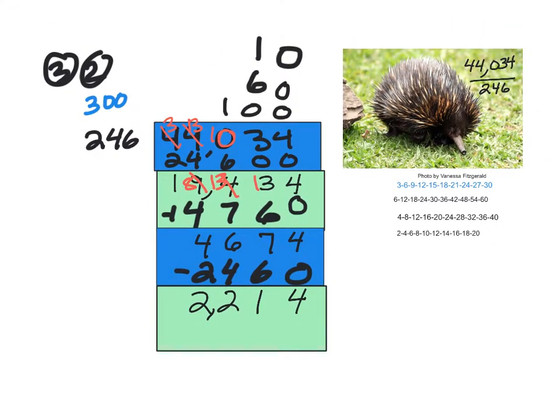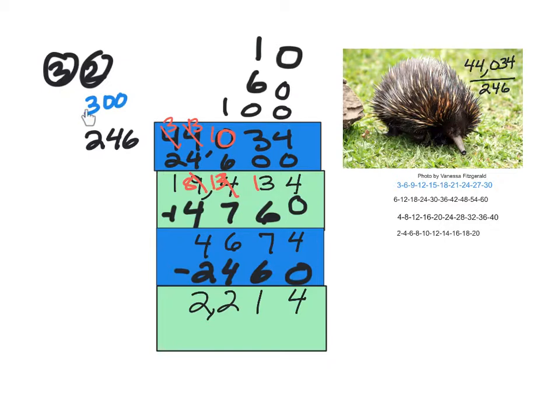And now if I estimate with 300, it cannot go into 2. It cannot go into 22. It cannot go into 221. I am working with the full 2,214. So I'm finally in my ones column here, which is groovy.